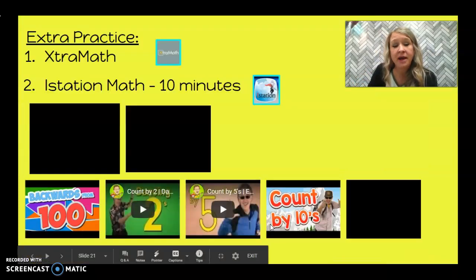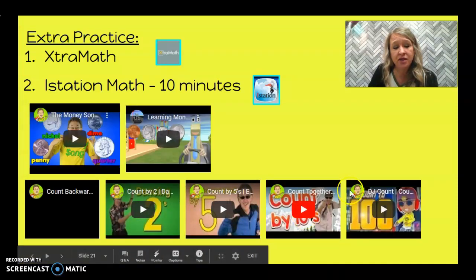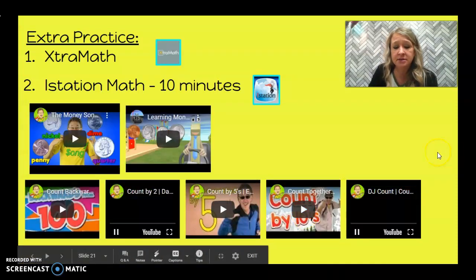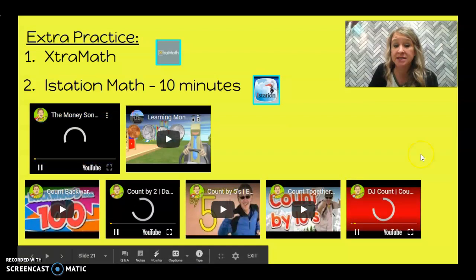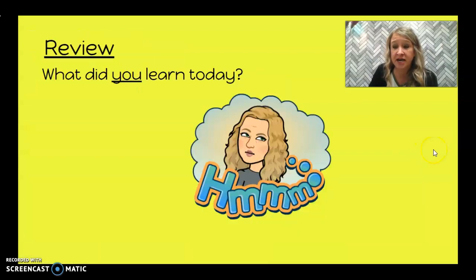Then you'll go to extra math, iStation math, and 2 of your money songs. Would probably be great to practice counting by 5s and 10s as well, since we are doing so much of that when we count money.